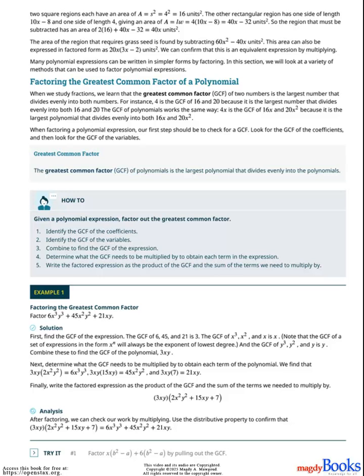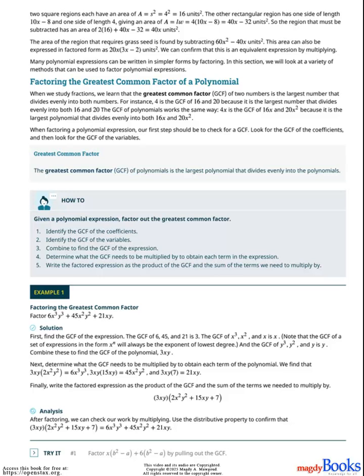Example 1. Factoring the greatest common factor. Factor 6x cubed y cubed plus 45x squared y squared plus 21xy. Solution. First, find the GCF of the expression. The GCF of 6, 45, and 21 is 3. The GCF of x cubed, x squared, and x is x.